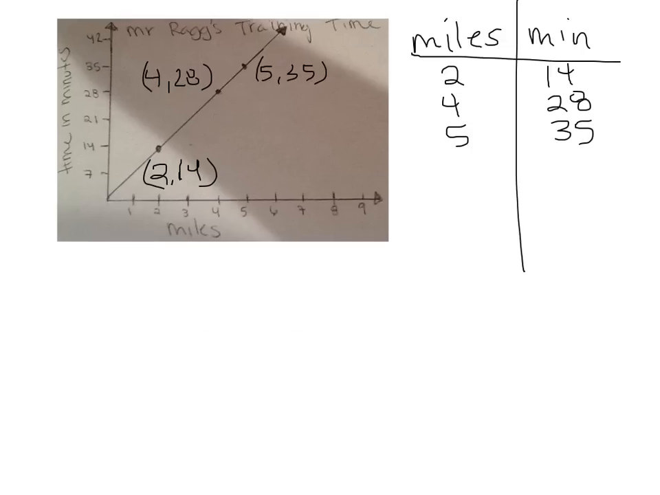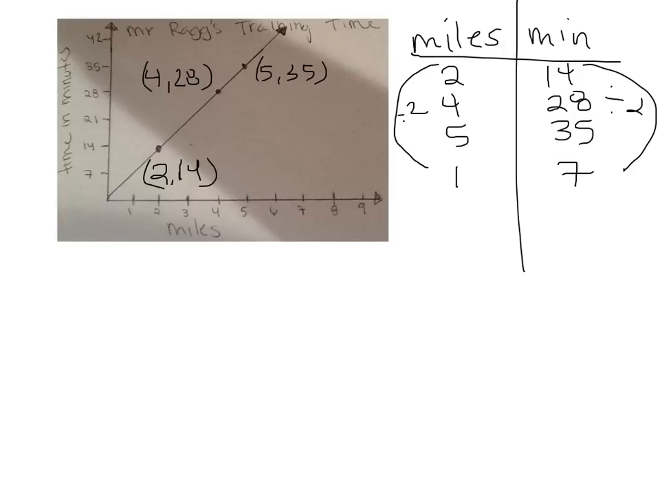Here I have my table, but I don't have a unit rate, because my unit rate I would want to do minutes per mile or per 1 mile. So I need to figure out if Mr. Ragg can run 2 miles in 14 minutes, how long it takes him to run just 1 mile. So looking at my table, I want to get from 2 to 1, so I would have to divide that by 2. I would then also have to divide my minutes by 2, because remember, in order to keep your rates or your ratios equivalent, you have to multiply or divide every number in your rate or ratio by the same number.